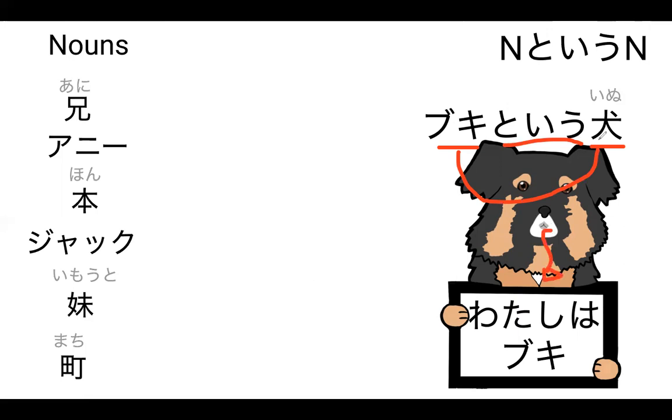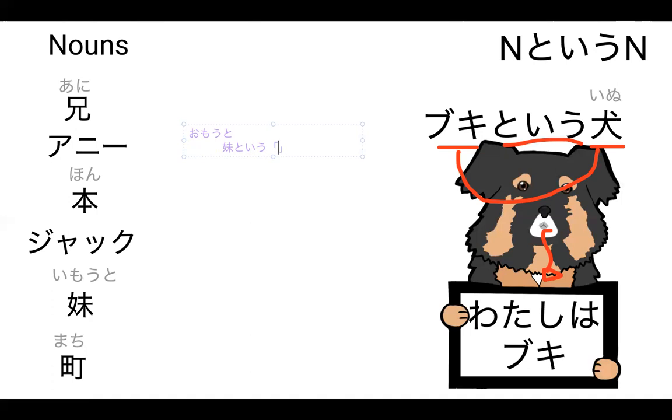Buki to iu inu. Could you do me a favor and tell me how to say the imouto named Annie? How would you say that? Imouto named Annie. So, imouto, oh, there's already a to. So, imouto to iu. There's no reason for the to to go by. Imouto to iu. Yeah.